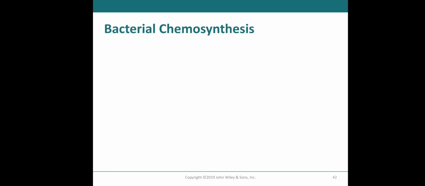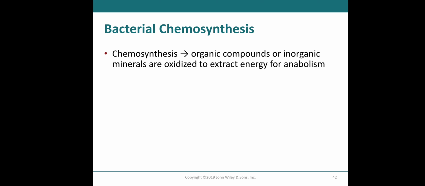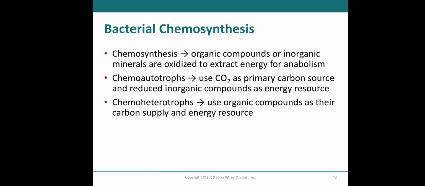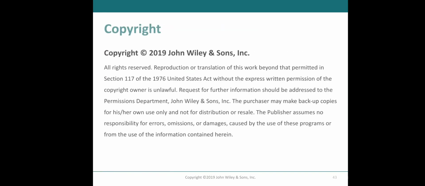For the bacteria, some bacteria do not do photosynthesis. Instead they use chemosynthesis. They take organic compounds or inorganic minerals and oxidize them to extract energy for their anabolism. Chemoautotrophs, on the other hand, use carbon dioxide as the primary carbon source, but instead of using light as the source of energy, they use reduced inorganic compounds as their energy source. And then we have chemoheterotrophs. They use organic compounds as the carbon supply as well as the energy source.